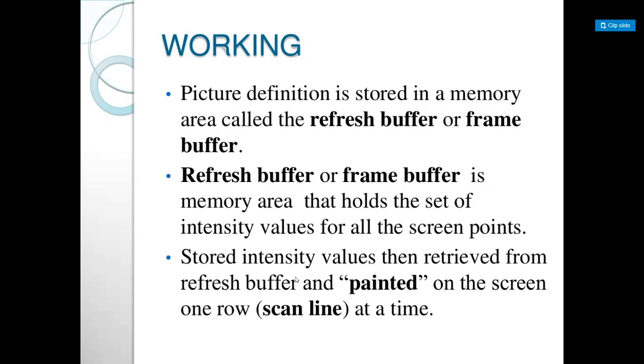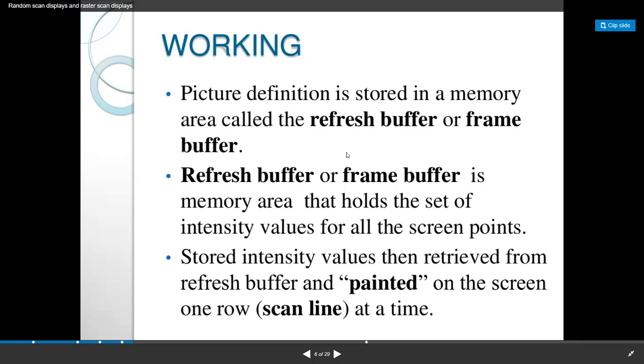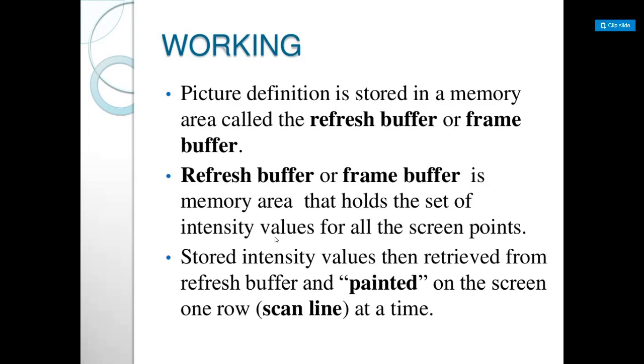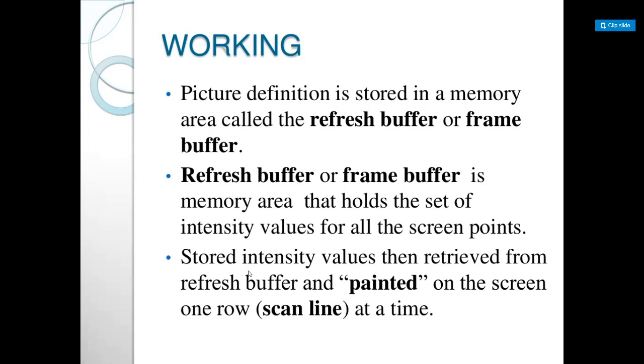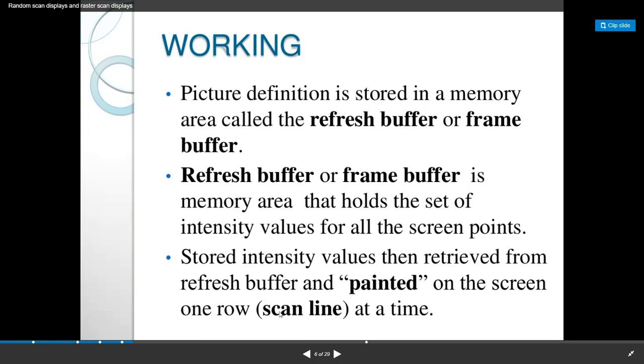So picture definition is stored in the memory area called the refresh buffer or the frame buffer. Whatever information is required to draw an image on the screen is stored in the refresh buffer or frame buffer. It is a memory area that holds a set of intensity values, that is, what part of the screen should be illuminated and to what extent. The stored intensity values are then retrieved from the refresh buffer and painted on the screen, one row at a time, and we call that a scan line.